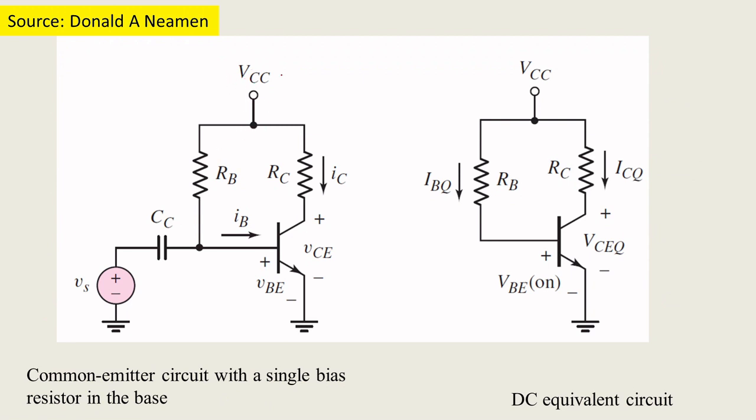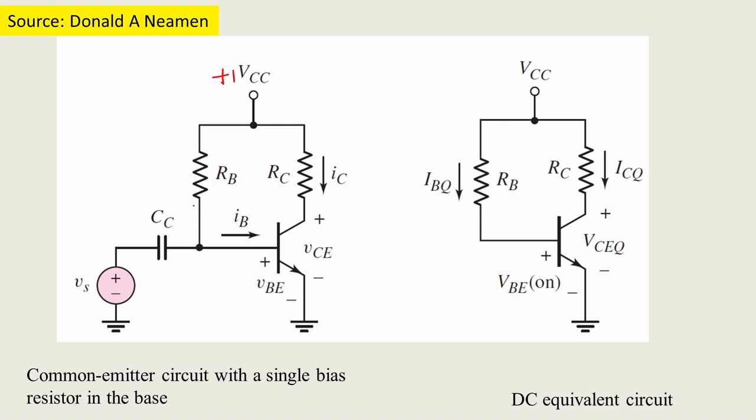You have a single DC power supply. That is the first point you want to remember. In some circuits, we will be having two power supplies, that is plus VCC and minus VCC. So I will explain during that condition. Remember, in this circuit we are providing only the single DC power supply, and the RB resistor is connected in series between the supply and the base terminal.